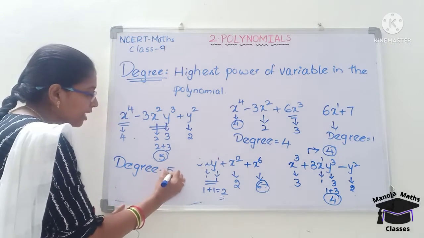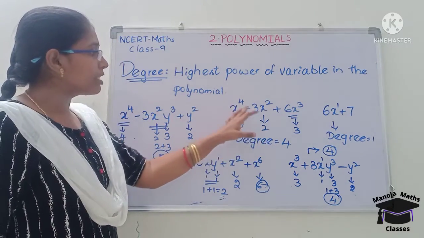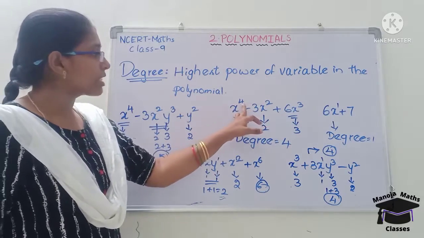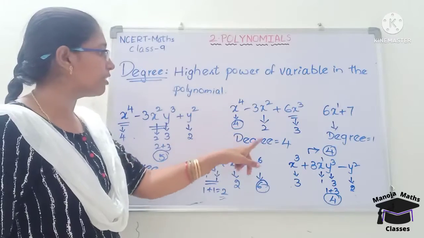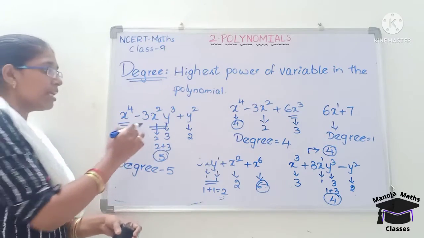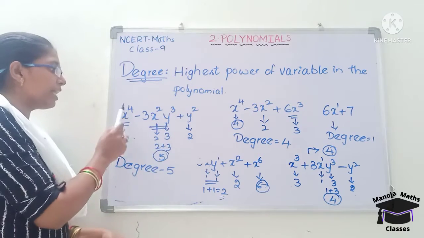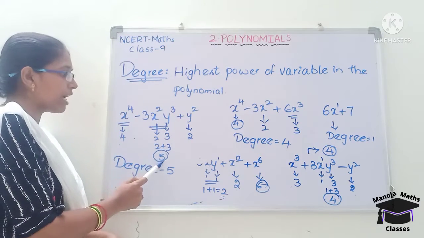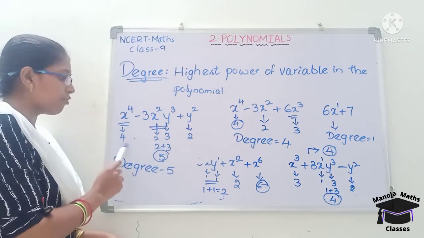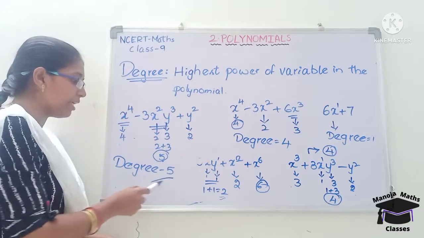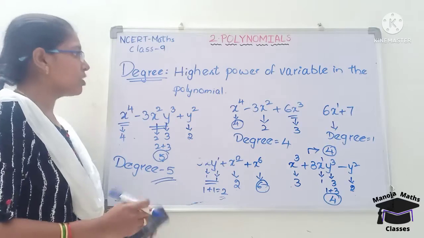So if there is only one variable, it is very easy, children. Which is the highest power? x power 4 minus 3x square plus 6x cube. x power 4. 4 is greater, so the degree will be 4. If you have two variables in the same term, you just add the exponents. Then compare. Here you have 4, here you have 5, here you have 2. Which is greater, children? 5 is greater, so the degree will be 5. This is the degree of the polynomial concept, children.